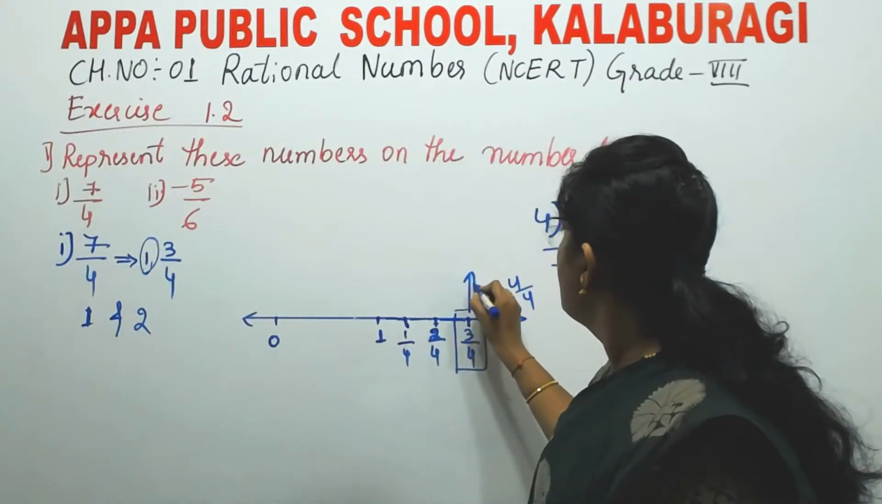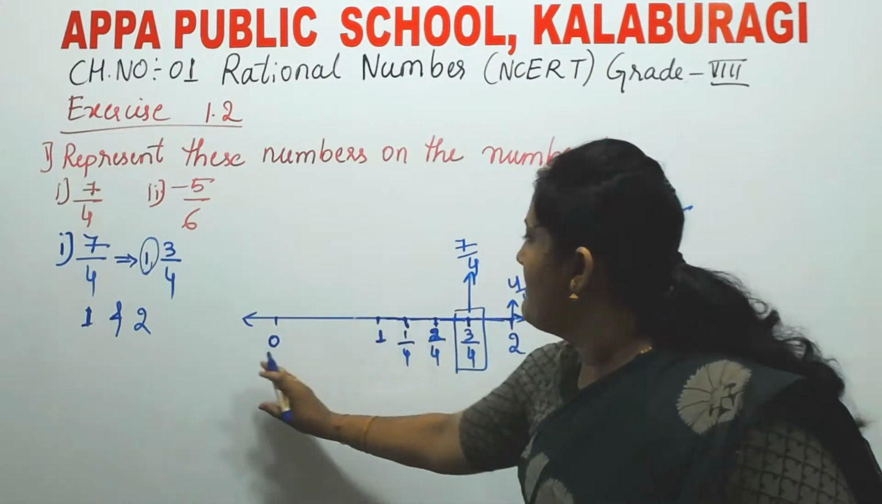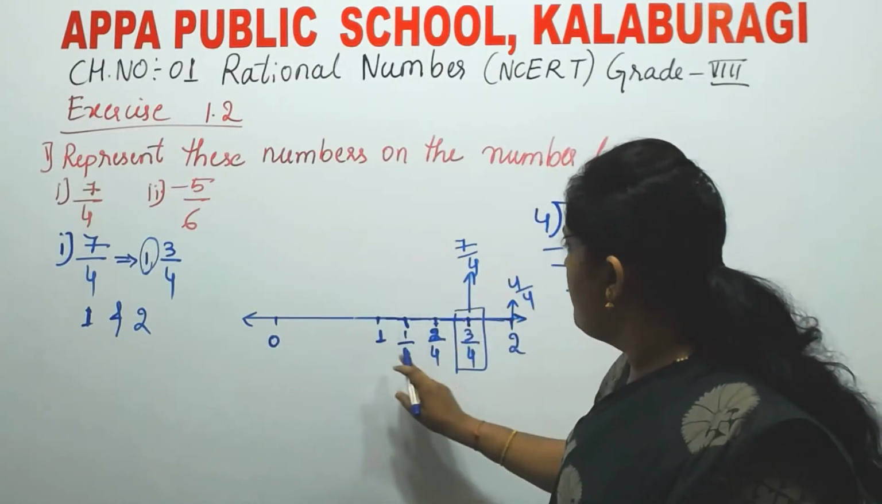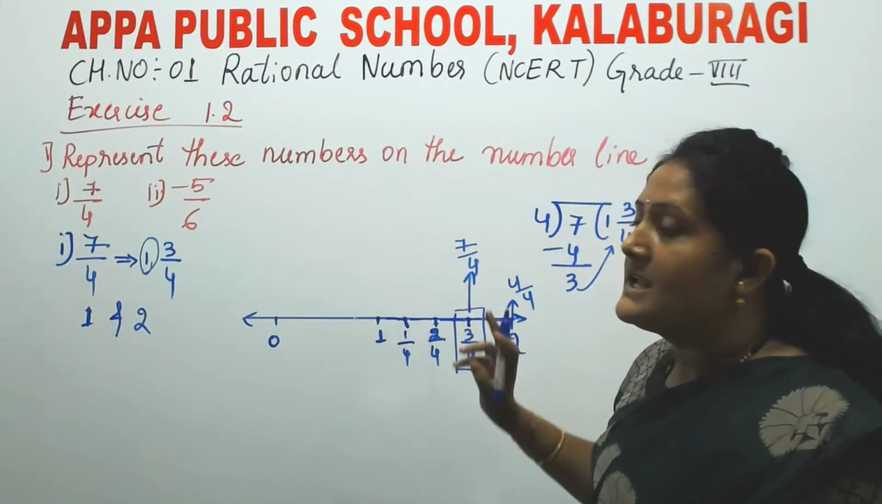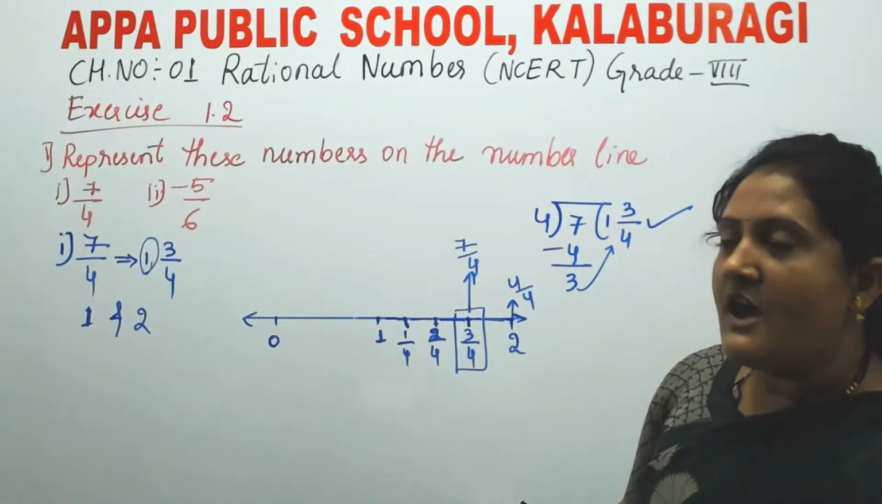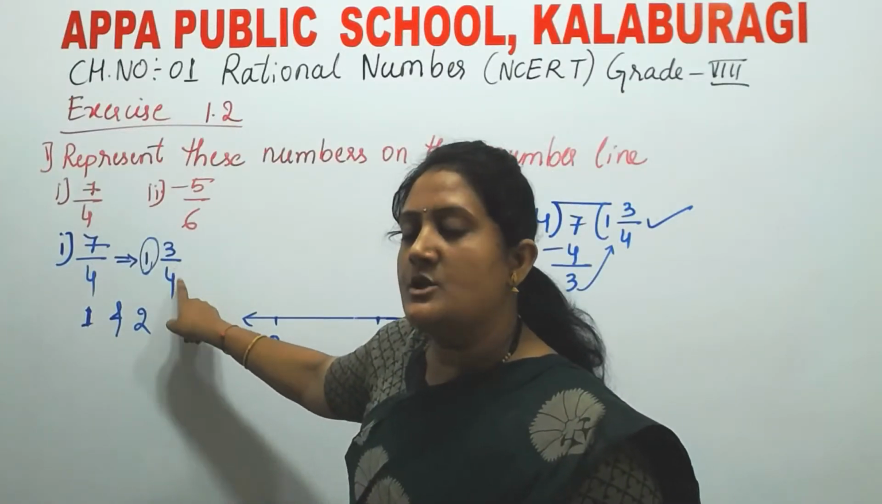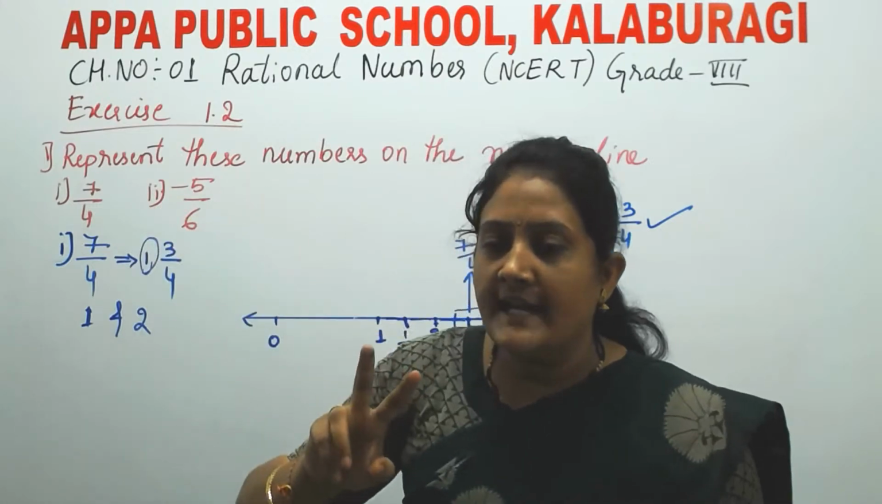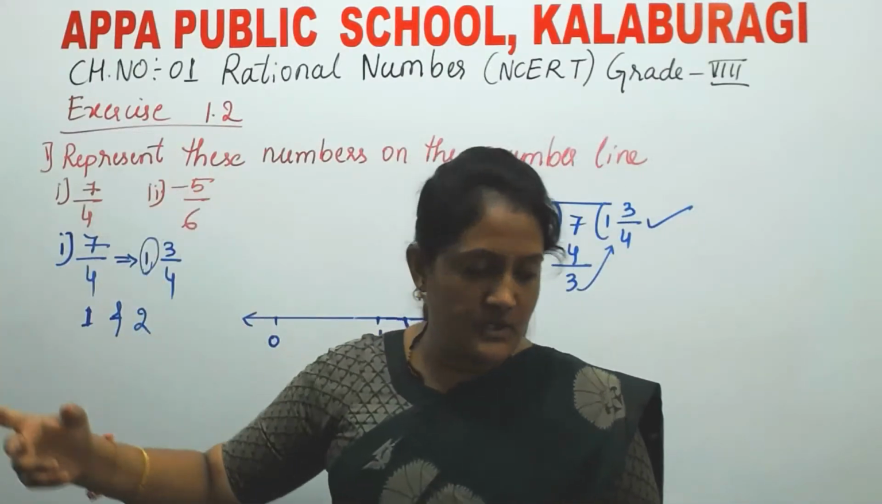So this is our 7 by 4. It will come in between 0 to 2, that is 7 by 4. 1 already is there, and 3 by 4. 1 integer 3 by 4, that's 7 by 4. Right? Just you have to remember how many parts are there, what is the denominator. Just you have to look at the denominator. And the second thing is you have to check the number will come in between which numbers, right?